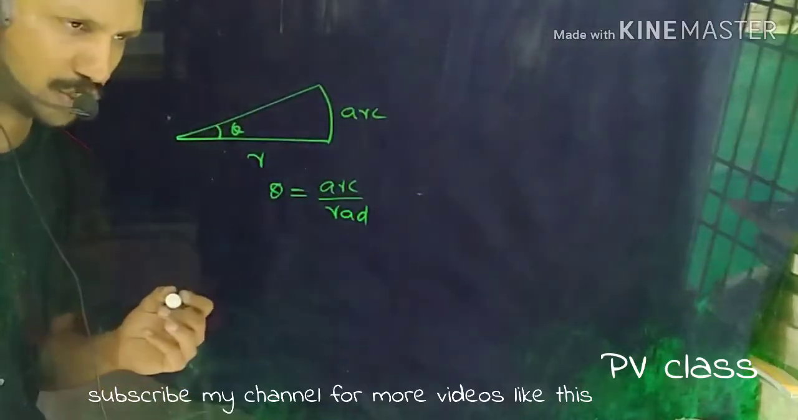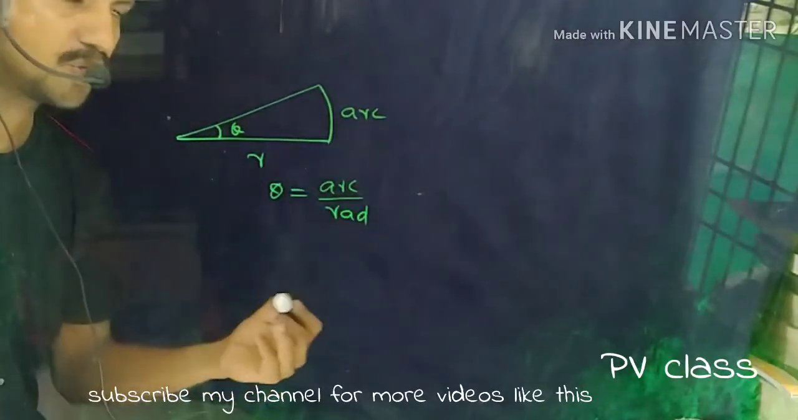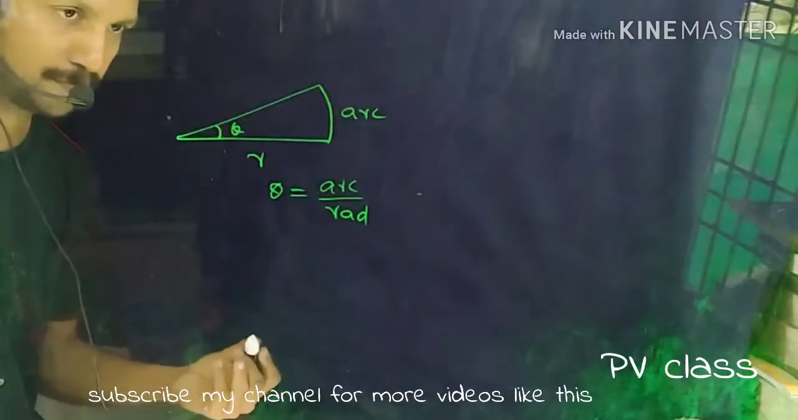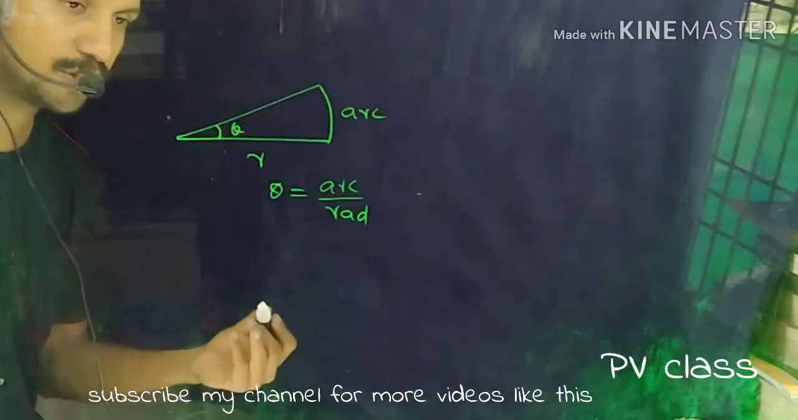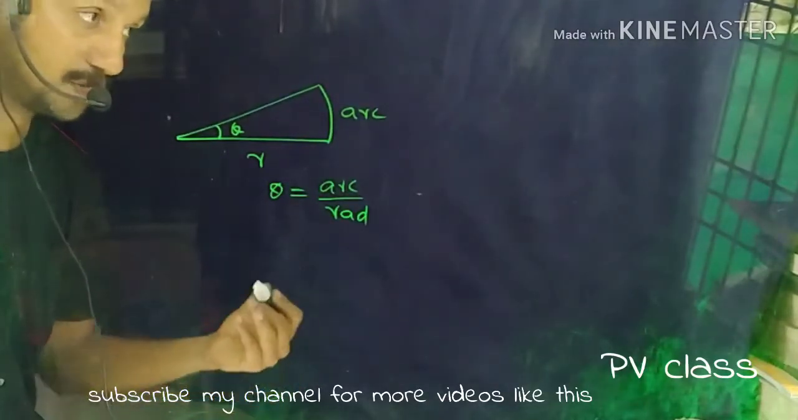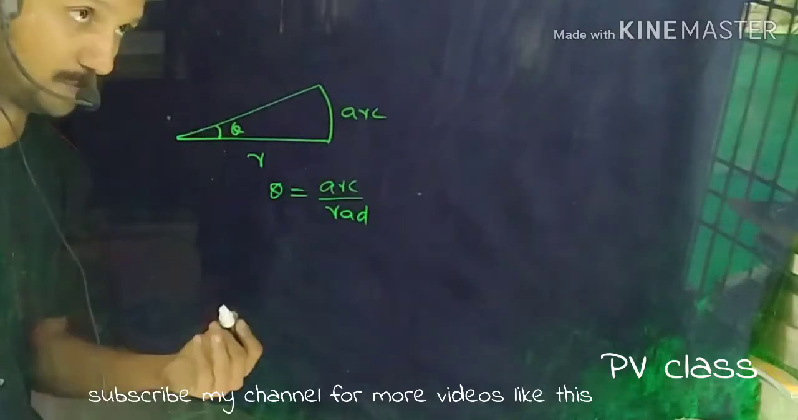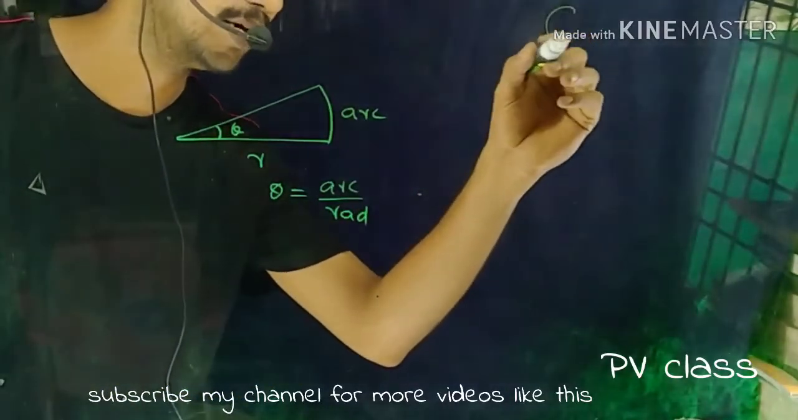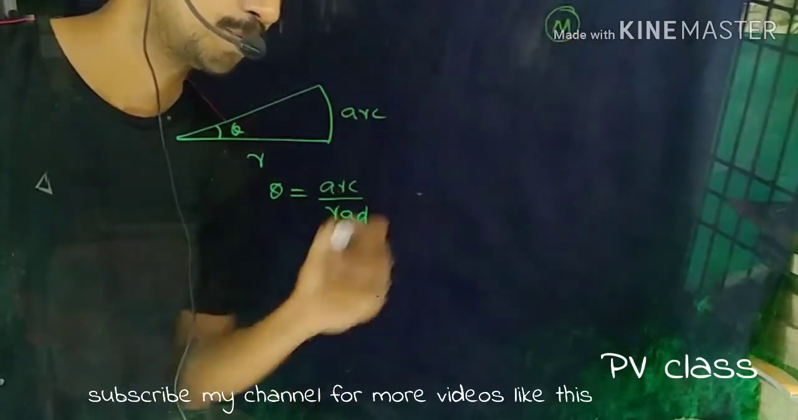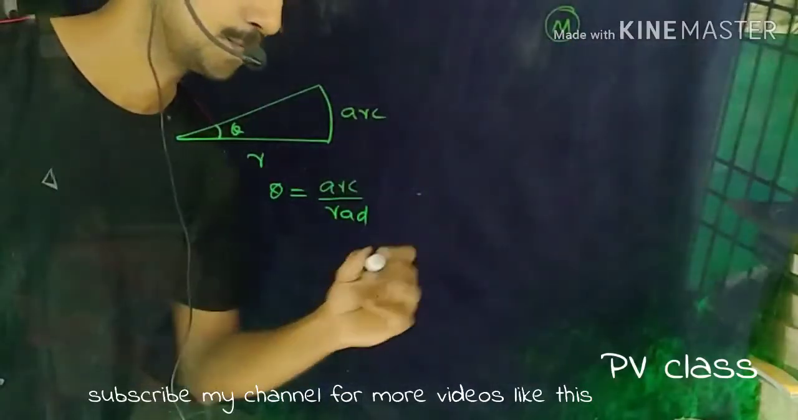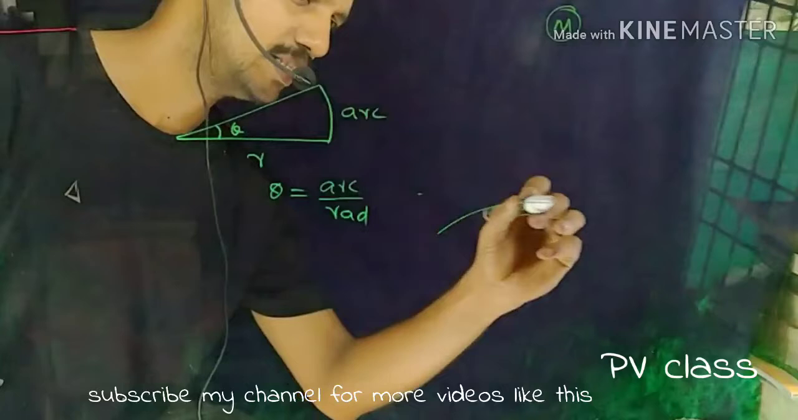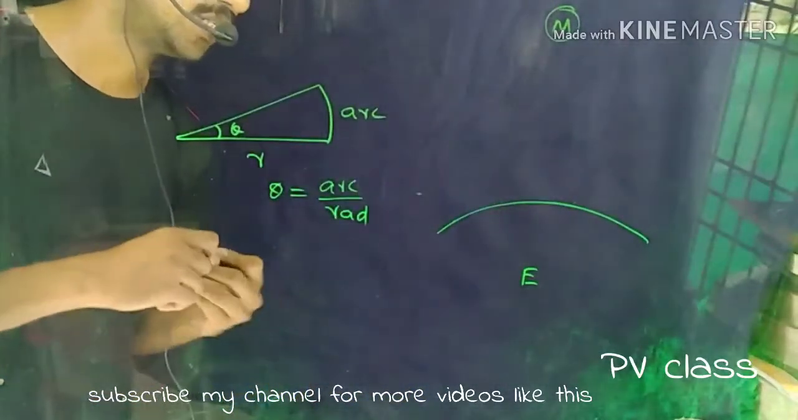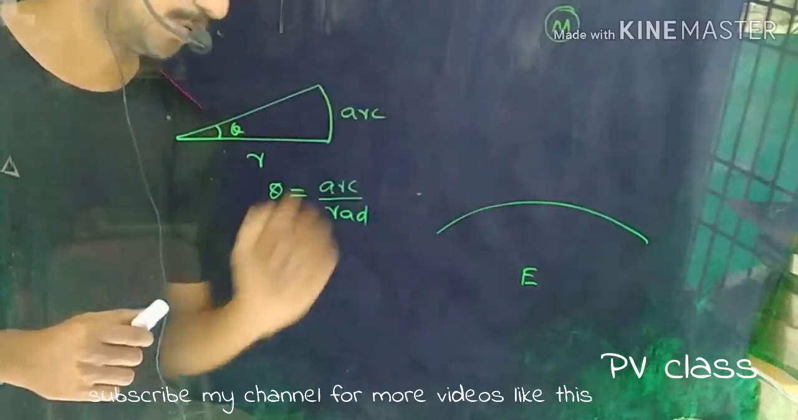We'll use this relation intelligently in order to find out distances that we cannot measure directly. In order to measure a distance where direct measurement is not possible, let's consider a situation. Let's assume that this is our moon, and let this be our earth. We have to find out the distance from earth to moon.